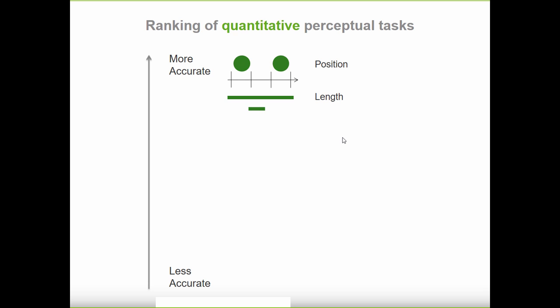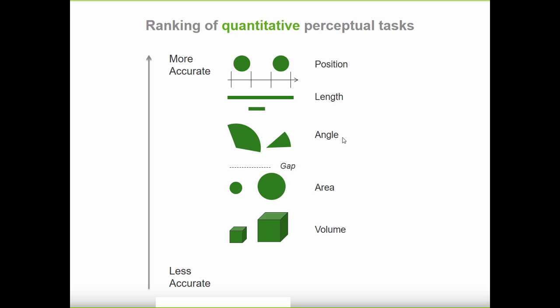After that comes length, then angle, then area, then volume, and then color. Color is not as important. For example, if you have a value of 1.5 in your data, the users are more likely to interpret the value if it's encoded in a position in a scatter plot rather than maybe an area in a pie chart.